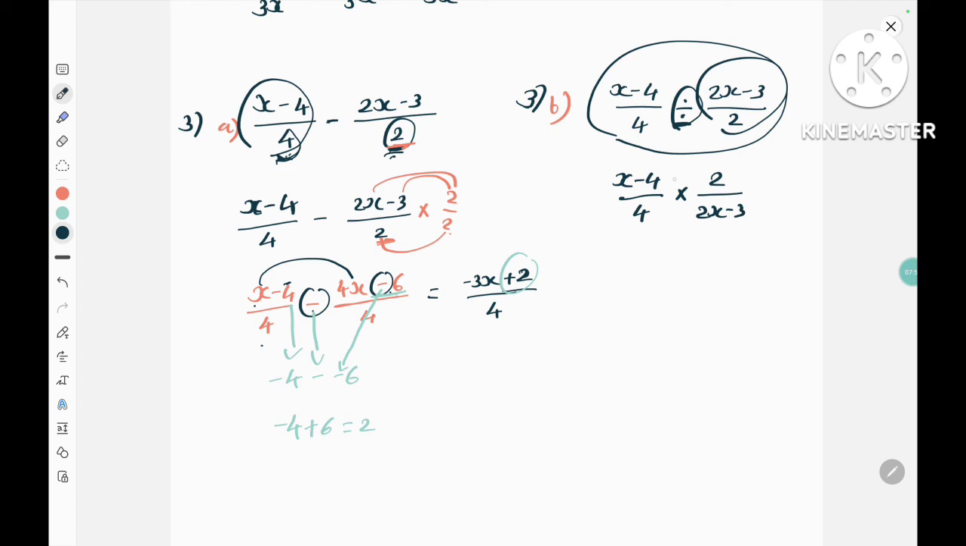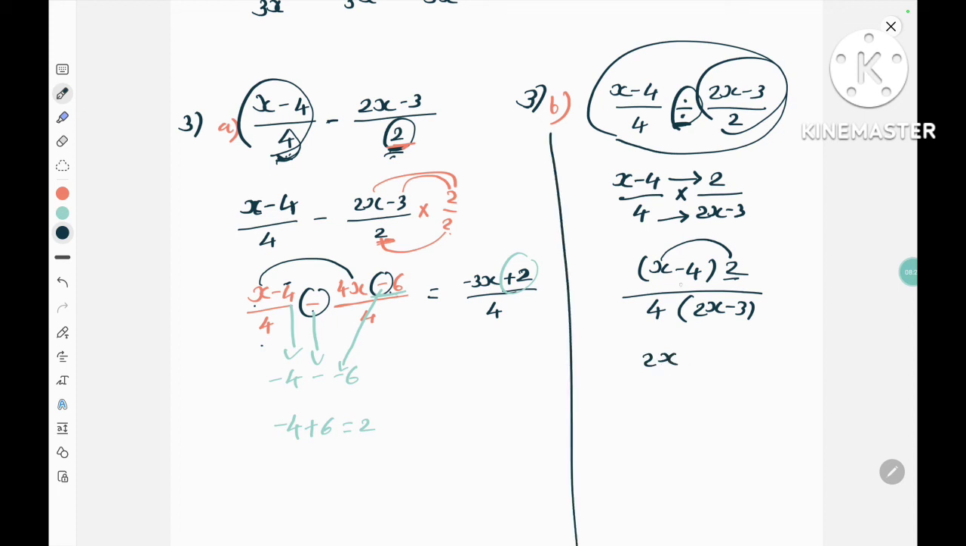Okay, now let's multiply. So top number to top number we multiply, bottom to bottom we multiply. So x minus 4 times 2, which we can multiply like brackets, right? Remember, and 4 times 2x minus 3. It doesn't matter whether it is behind or in front. Okay, so 2 times x is 2x, and minus 4 times 2 equals minus 8, over 4 times 2 is 8x, and 4 times minus 3 equals minus 12. This is our answer.